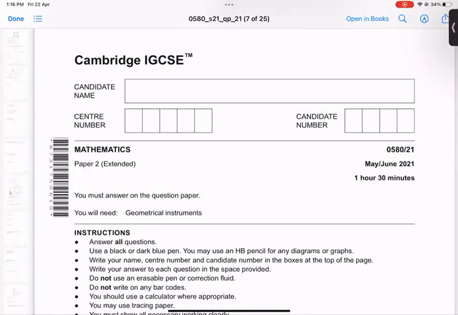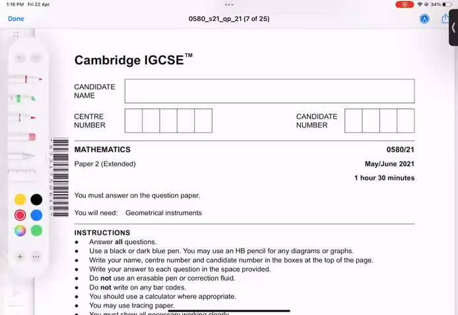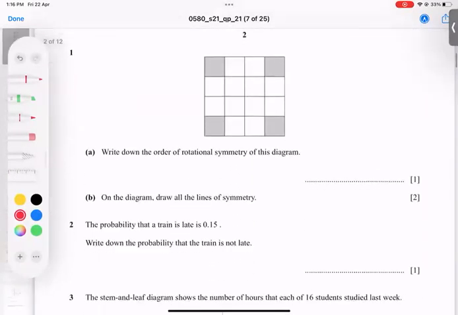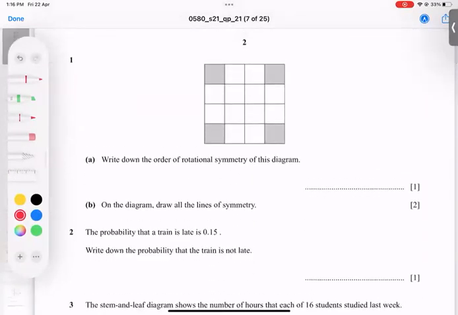This is a question paper of O Levels June 2021, variant 21. So let's see how we can solve this paper. First question is asking here, write down the order of rotational symmetry.